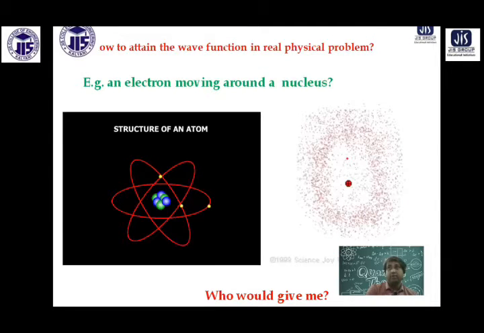Today we'll focus on this. Suppose the electron is moving and I wish to get psi. How do I get the wave function? That is the focal point of the class. How do you get the function?